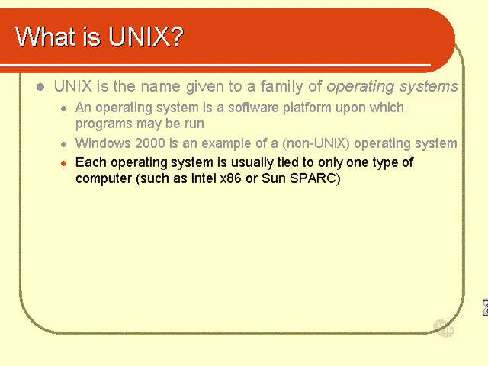You'll also find that most application packages, if you buy a particular program, will only run on one operating system or perhaps one family of operating systems. So a package that you buy for Windows will not run on Linux and vice versa. So hopefully we now have a reasonable understanding of what an operating system is. Let's talk a little bit more about Unix specifically.